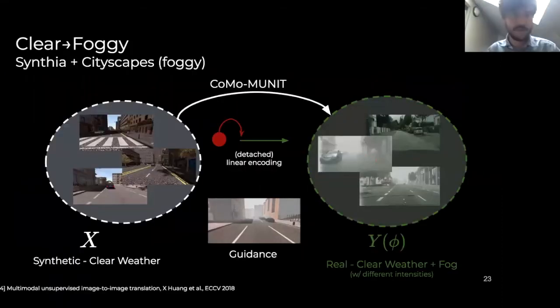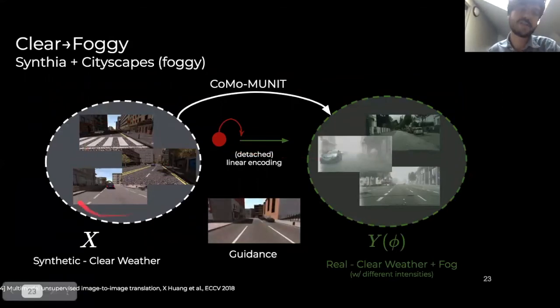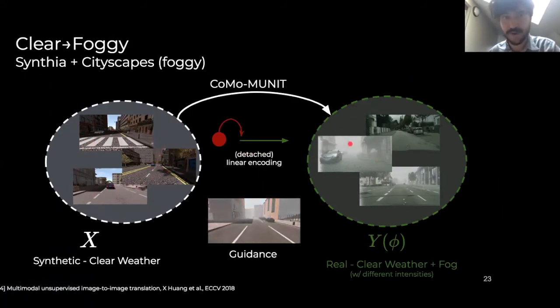Okay, that being said, I will explain a little bit the other experiments. For example, this clear to foggy one. In this experiment, we have a clear weather synthetic domain, which is SYNTHIA, and we want to translate into a realistic one, which is the composition of Cityscapes and a partially synthetic version of Cityscapes, which is Foggy Cityscapes. That is the result of another work of our team. So the idea is to translate from synthetic to real and be able to regulate the fog intensity inside the generated image. Indeed, this is very interesting because even with no fog, we want to translate from synthetic to real. So we have a detached linear translation.